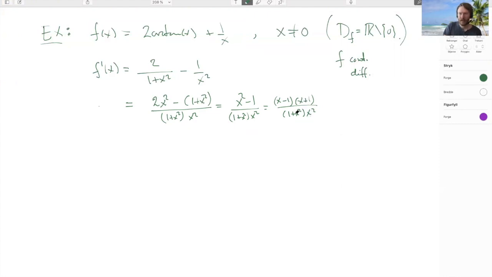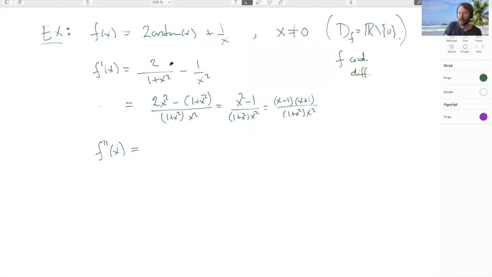So before I make a table of signs, let me compute the double derivative. And now notice this point of strategy. I'm not going to differentiate this expression. While this expression is the best for seeing the sign of f prime, it's not the best for computing the derivative of f prime. This expression here is much, much nicer.